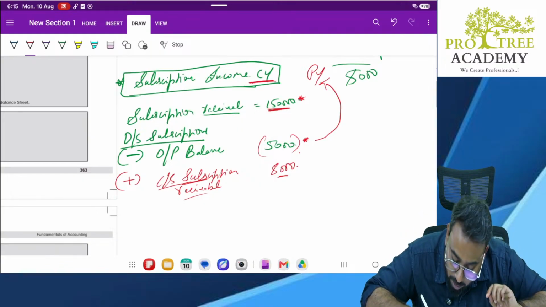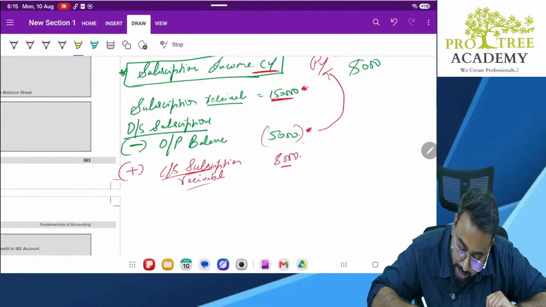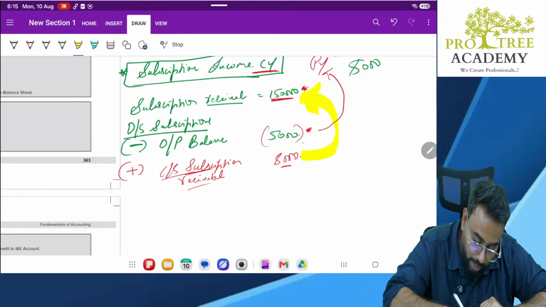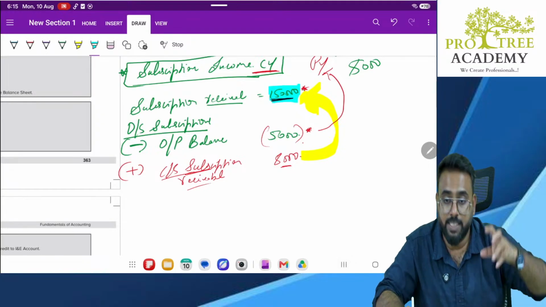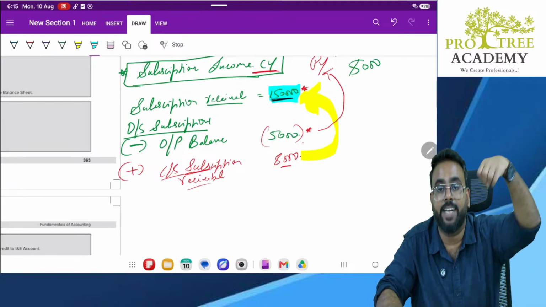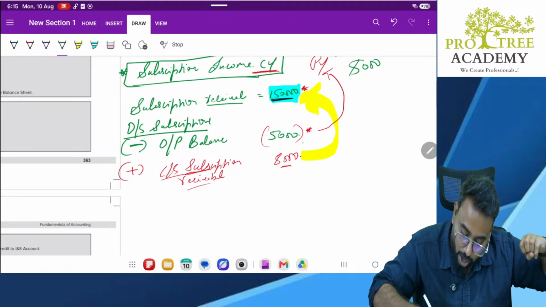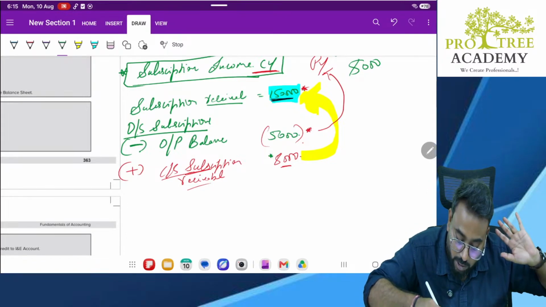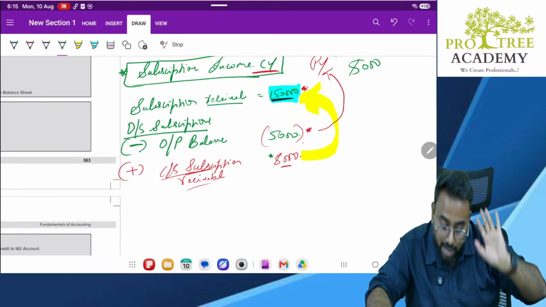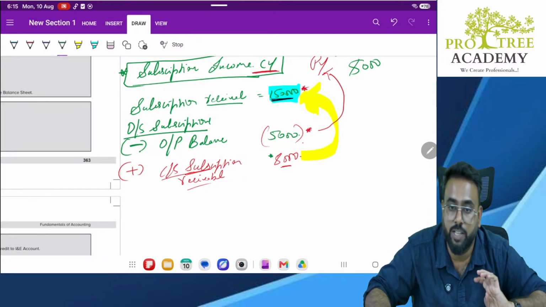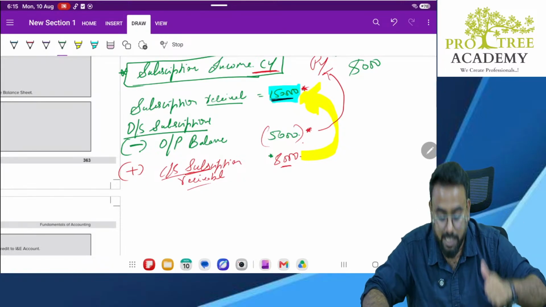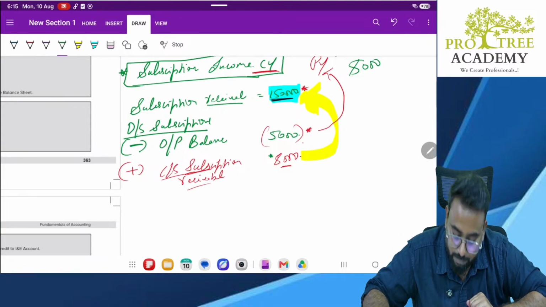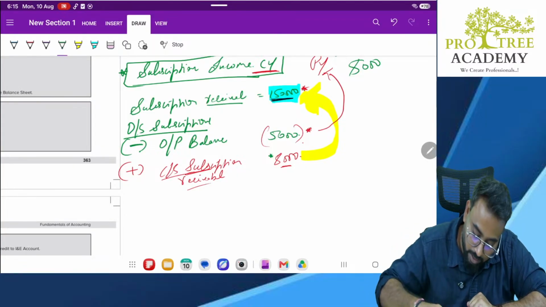But this 8,000 is not yet coming in this. Why? Because whatever 1,50,000 is there is the amount already collected, but this amount is not yet collected. So this 8,000 will not come in 1,50,000. But this 8,000 is also income for the current year. Correct or no? Yes. That is why we will add it to our subscription received amount. Understanding? Okay. Next.